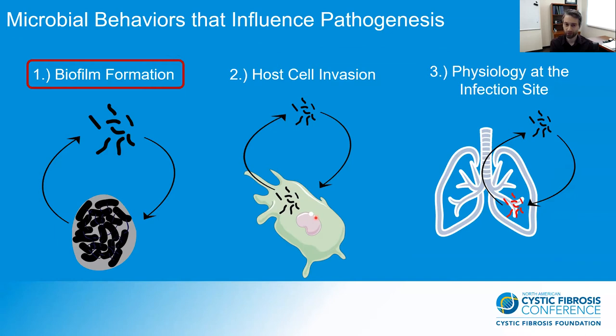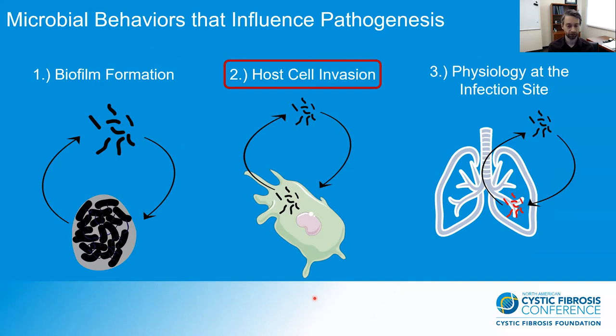It turns out the smooth strains are a little better at adhering to plastic and things of that nature. But in terms of cell-to-cell adhesion, the rough isolates make very good biofilms in a lot of systems. Okay, and we'll move on to host cell invasion now.